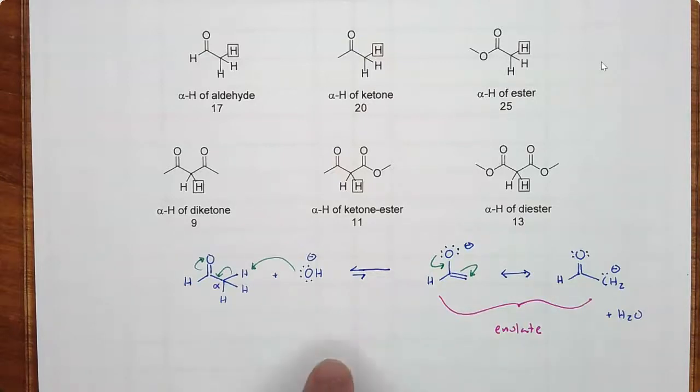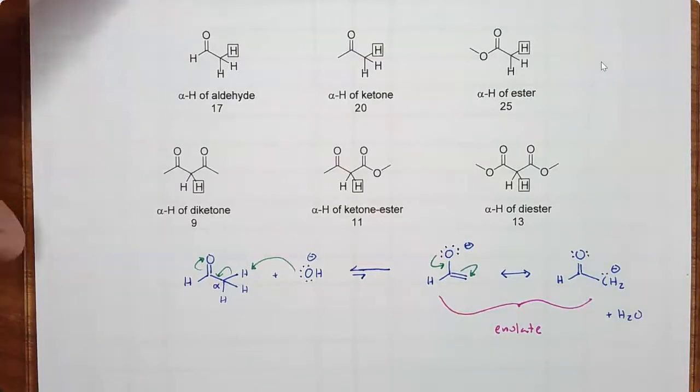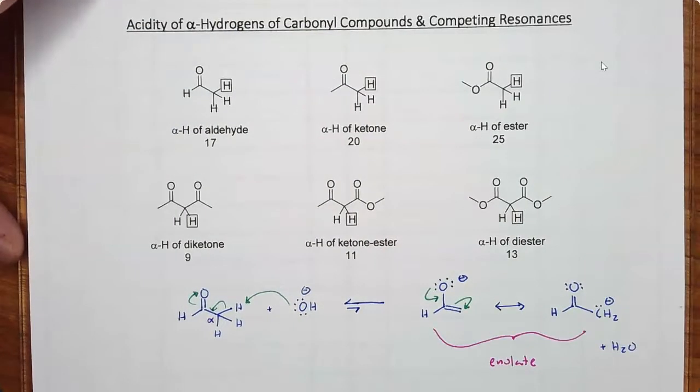Later on, we'll talk more about the choice of base, and also why, when we do the mechanisms, or show the mechanisms of these reactions, why we want to proceed via the oxygen anion. But for now, let's talk about the pKa's.